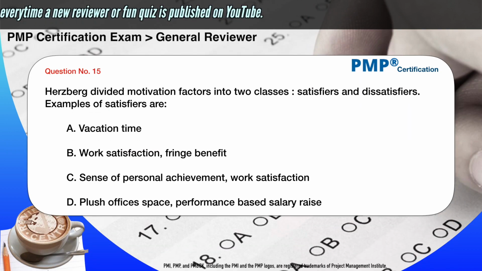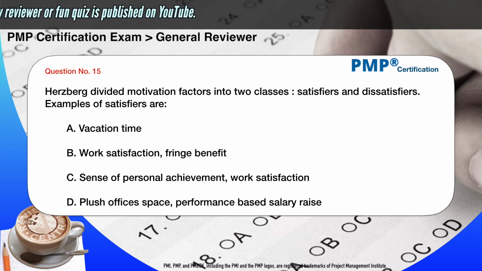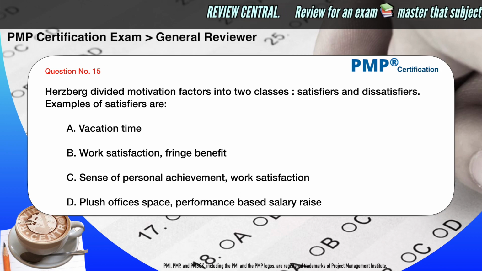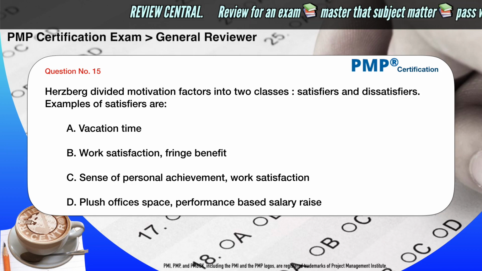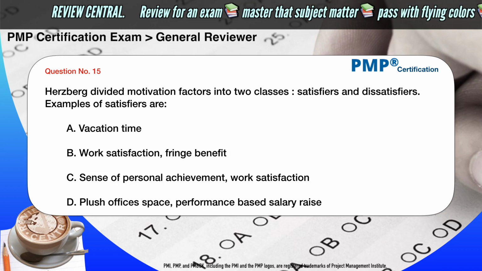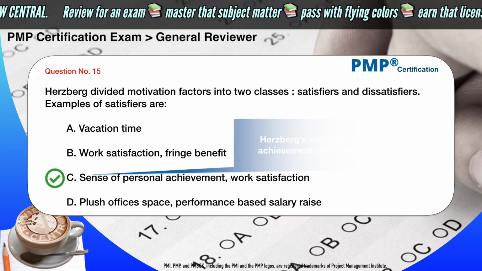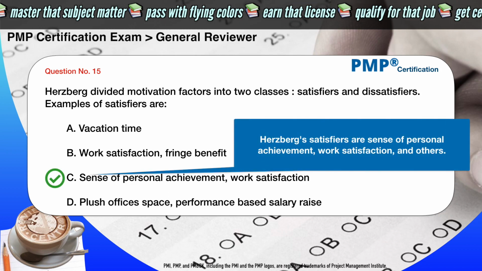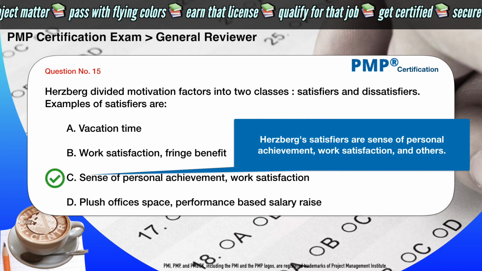Herzberg divided motivation factors into 2 classes, satisfiers and dissatisfiers. Examples of satisfiers are: A. Vacation time, B. Work satisfaction, fringe benefit, C. Sense of personal achievement, work satisfaction, D. Plush office space, performance-based salary raise. The correct answer is C. Herzberg satisfiers include a sense of personal achievement, work satisfaction, and others.